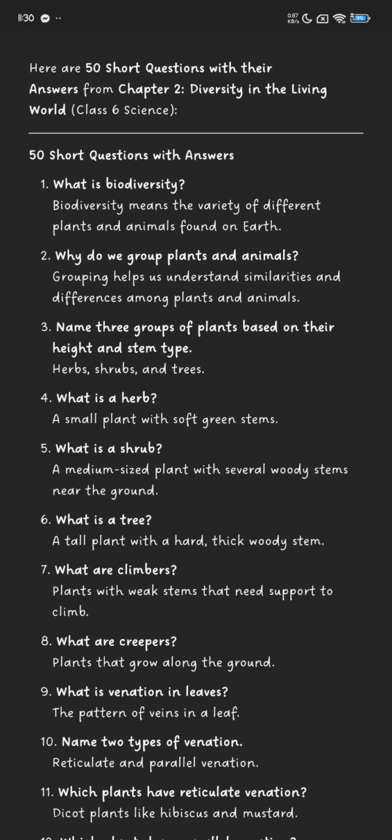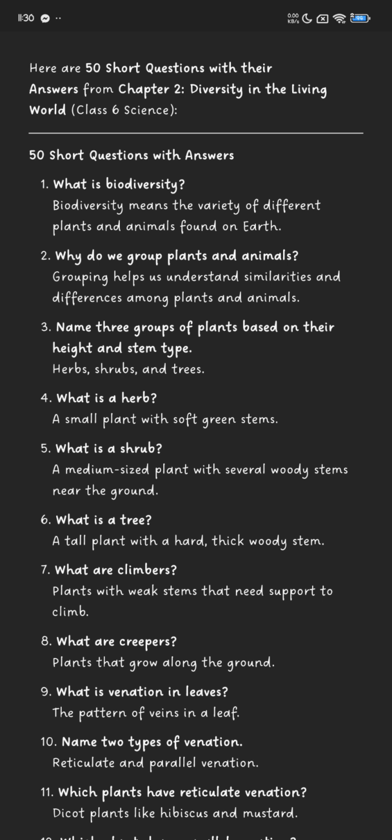What is biodiversity? Biodiversity means the variety of different plants and animals found on earth. Why do we group plants and animals? Grouping helps us understand similarities and differences among plants and animals.